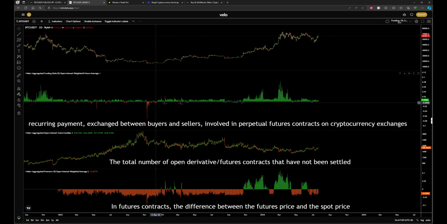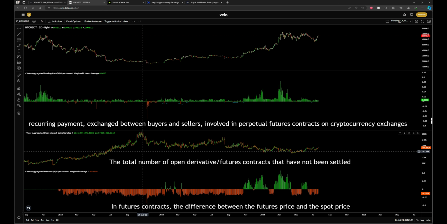We'll talk about what it means and get some more stuff about how to actually use it for confluence with your trading, but that's basically what it is. If you're in a long position and it's green, you're going to be paying shorts every 8 hours. You're in a short, it's red, in the negative territory, you're going to be paying the longs.